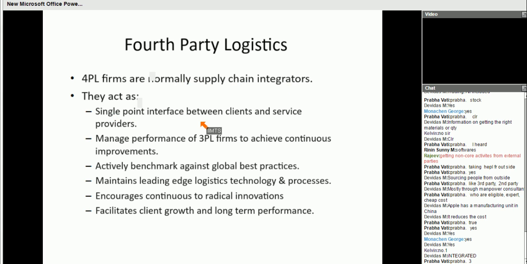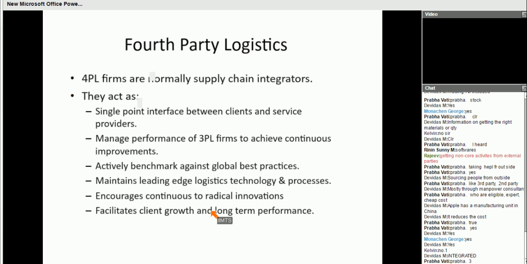They act as a single point of contact between the client and the service providers, manage performance of third-party logistic firms to achieve continuous improvement, actively benchmark against global practices, maintain leading-edge logistic technology and processes, encourage continuous to radical innovations, and facilitate client growth and long-term performance. Clear?